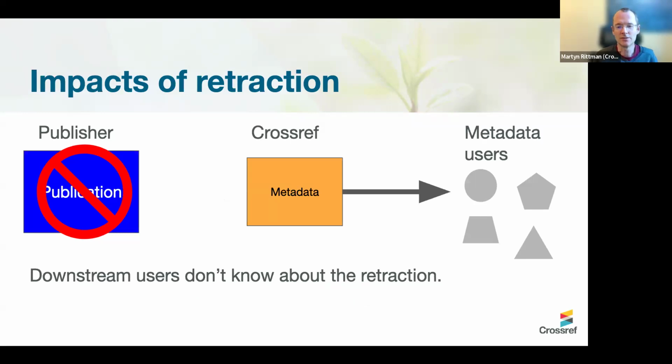So the consequences of this are that this publication is out there, it's been retracted, and the retraction notice is on the publisher website, but it's not in the metadata. And then the metadata users that are accessing the metadata through Crossref and putting it onto various websites around the internet don't know that it's being retracted, and so this publication is not highlighted as being retracted in all the places that people might find it, and that's a bit of an issue.